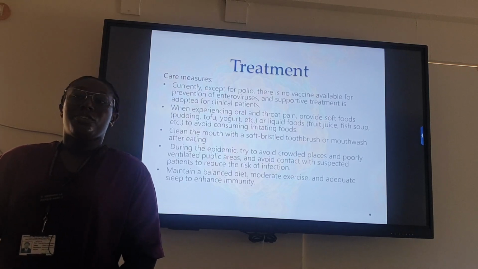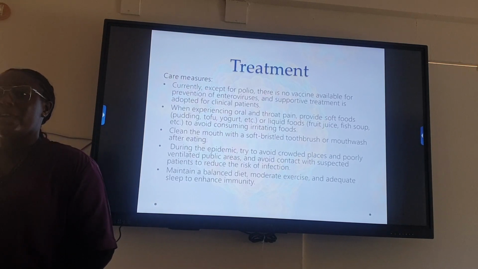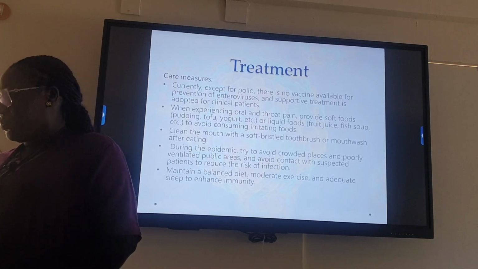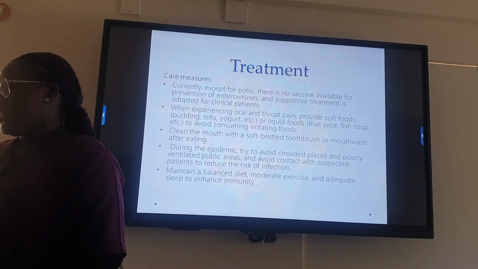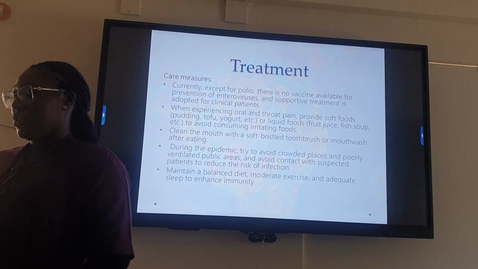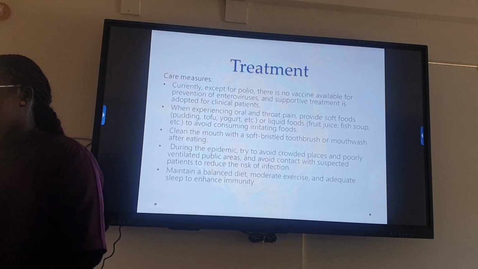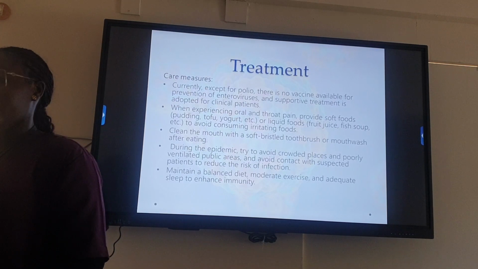The other treatment you can give is supportive care measures. Aside from polio, there's no vaccine available. When you're experiencing oral and throat pain, the best thing to do is have liquid or soft food, like cooled yogurt or fish soup, to avoid consuming irritating food. Clean the mouth with a soft-bristle toothbrush or mouthwash after eating.